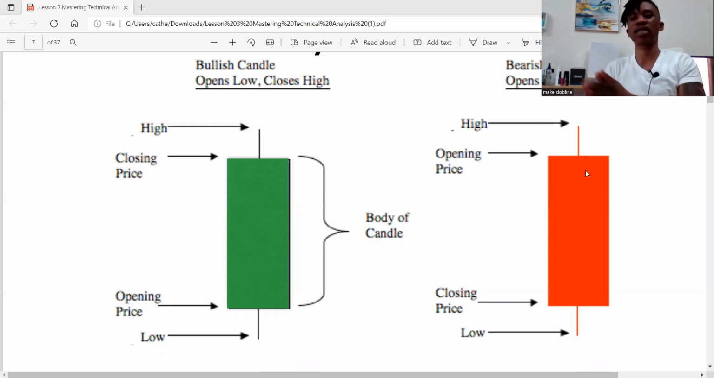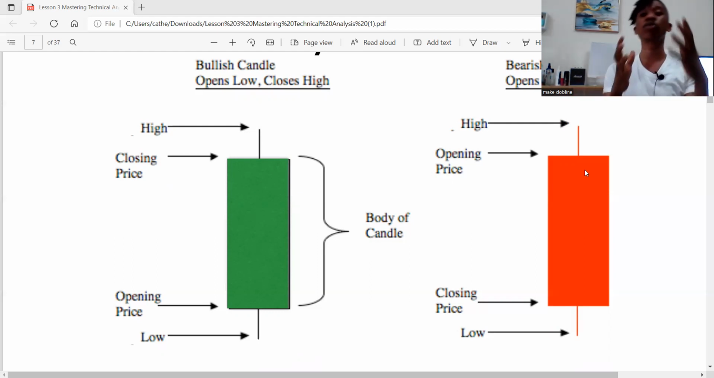Because if you don't understand these common fundamentals, these easy things that are like the root of trading the financial markets, you will struggle. The candle on the green, we call it bullish. Why is it bullish? Because it opens low and closes high. This is just the definition of what makes this candle a bullish candle.